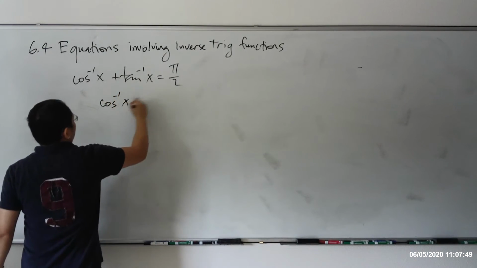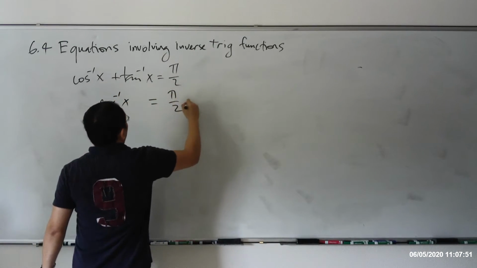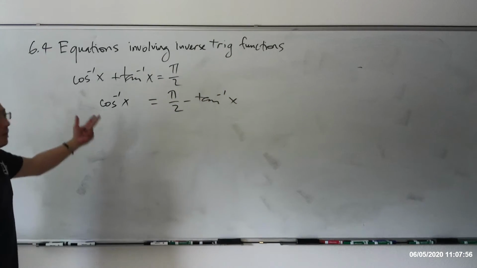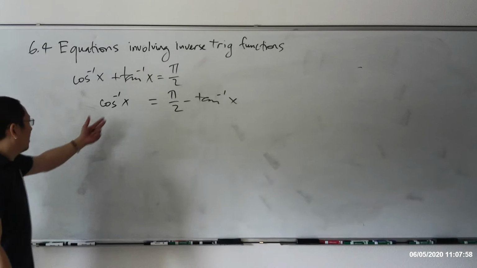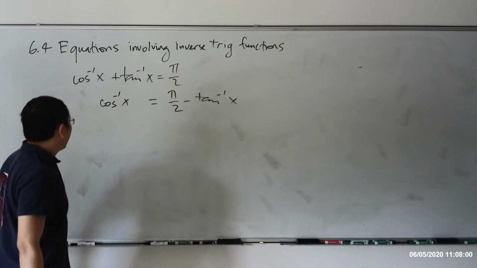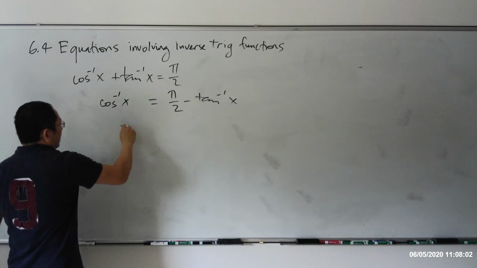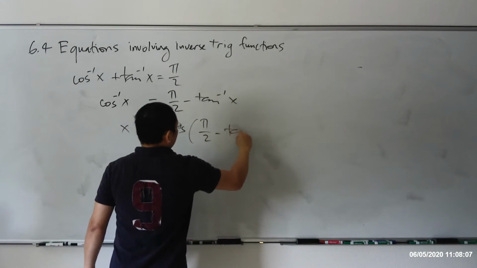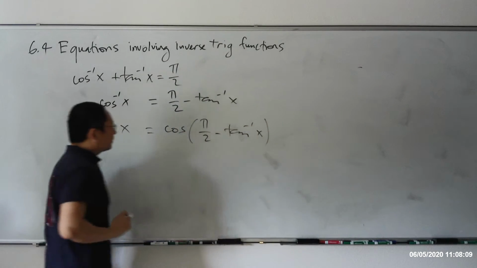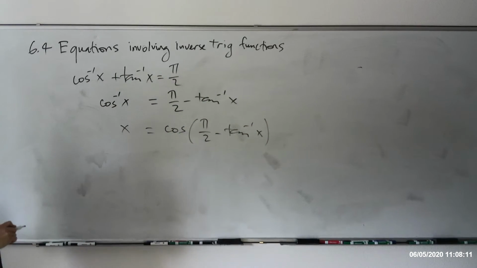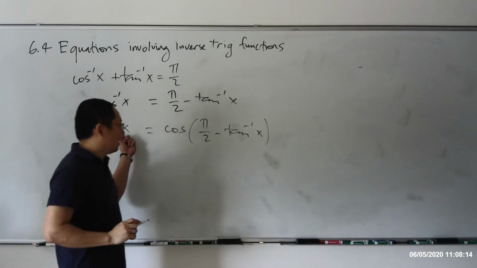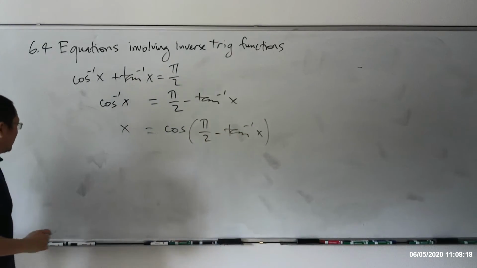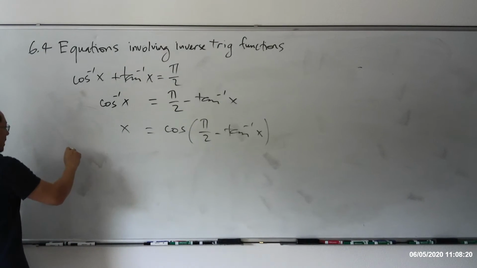Cosine inverse of x equal to pi over 2 minus tangent inverse of x. I simply subtract the tangent inverse on both sides, and now I apply the inverse function for cosine. I get x is equal to cosine of pi over 2 minus tangent inverse of x. All right, we haven't finished yet because we still have x on the right. Somehow we have to take care of the tangent inverse. And we're going to use the same old trick that I showed you many times already.